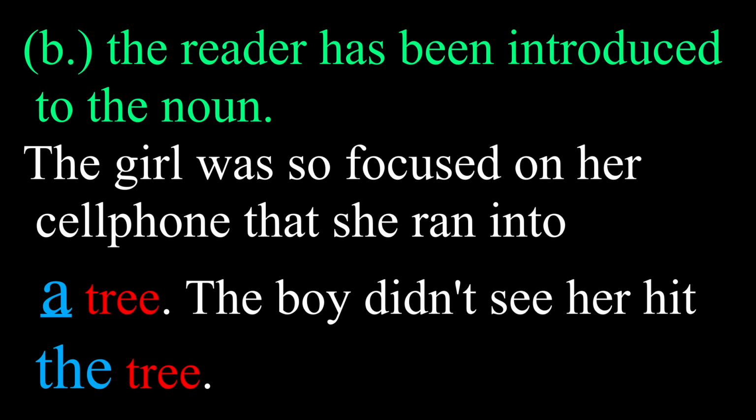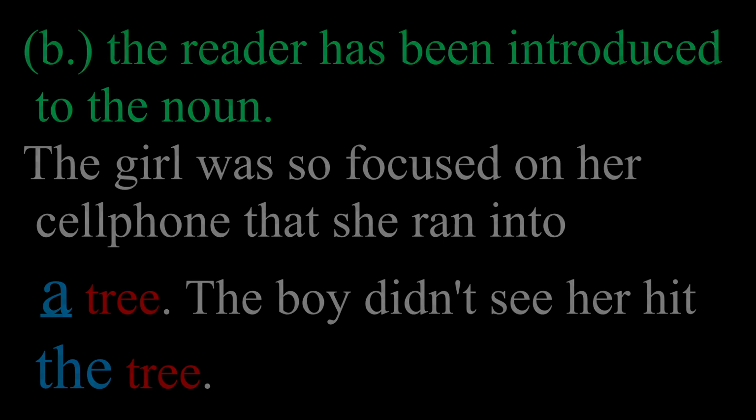Okay, so the second point, the reader has been introduced to the noun. So this is coming back to our sentence example. The girl was so focused on her cell phone that she ran into a tree. Okay, first usage is a, and the second time, the boy didn't see her hit the tree. Second time we use the because the reader has been introduced to this tree, and now we can say the, which is specific and the reader knows about it. Use the, okay? So I hope that's helpful.